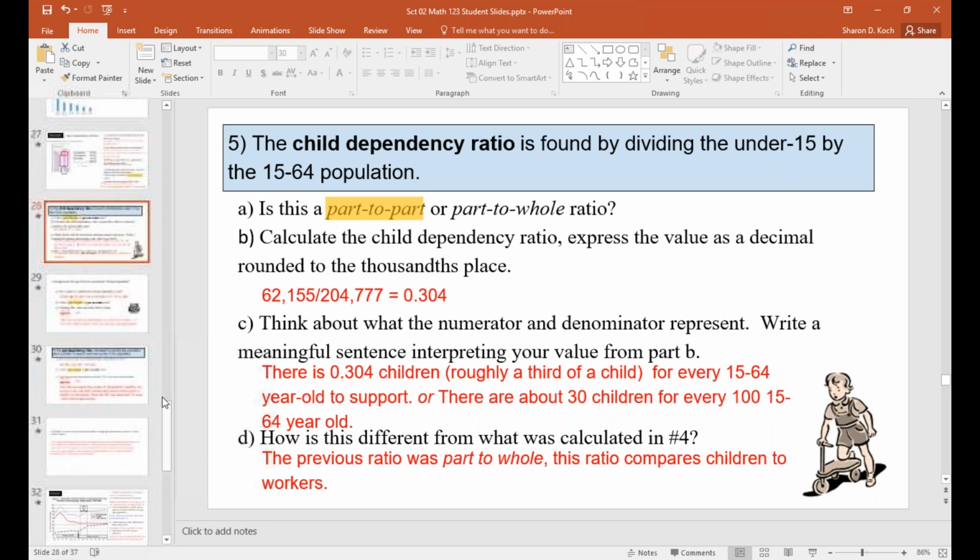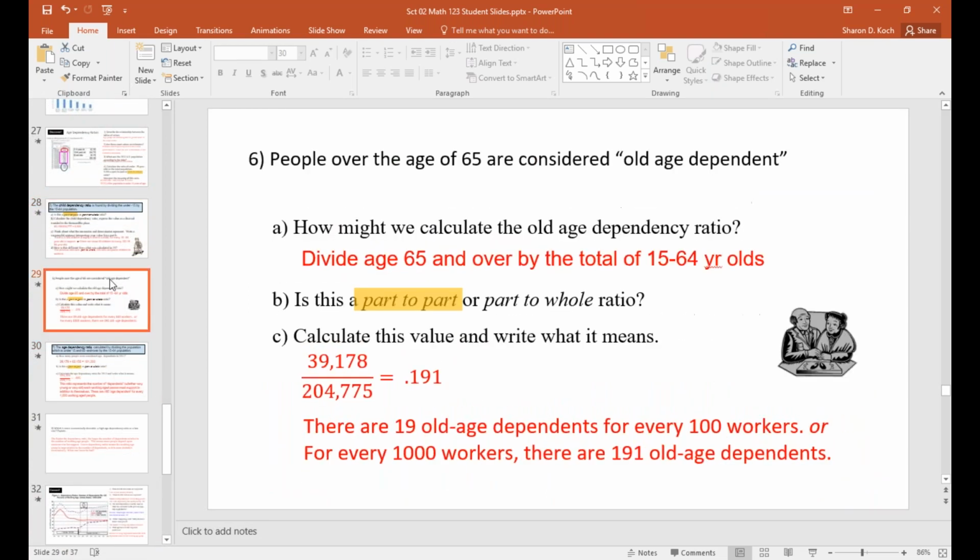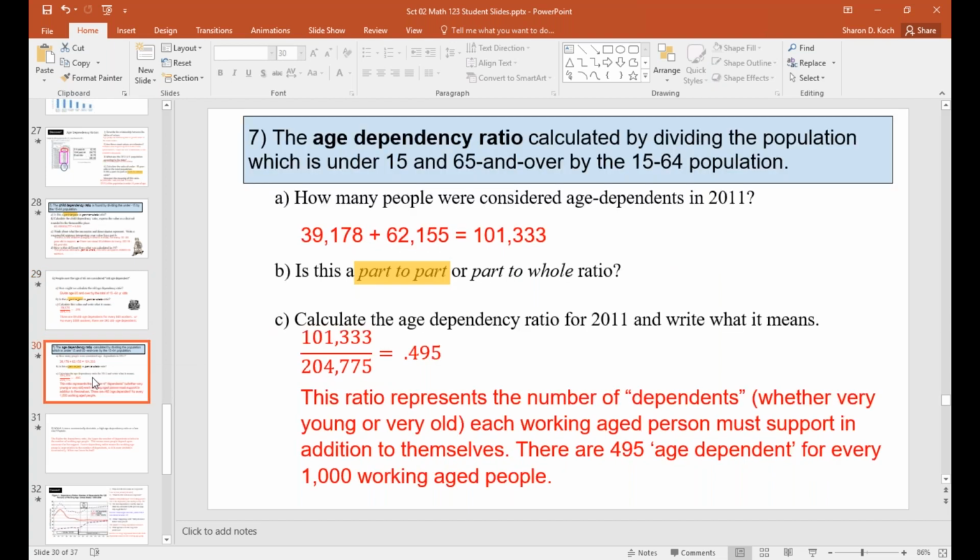Okay, and I just want to go over the definitions for the remaining here. We have old age dependency. Old age dependency is considered anyone 65 or older, divided by the workers. Now remember, that means that these workers are putting in money for Social Security and taxes and all that, and are supporting programs for people who are retired or the senior citizens that are 65 and older.